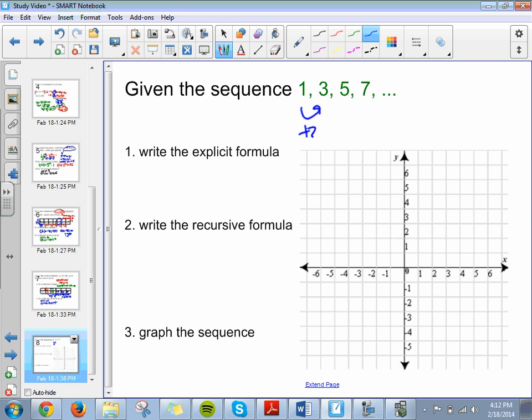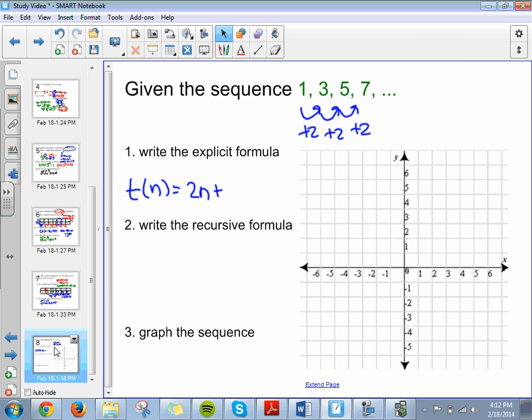All right, so we have 1, 3, 5, 7. We can see that we are going up by 2 each time, going up at a constant rate by adding 2. So with that, when it asks us to write our explicit formula, we know we're dealing with something that's arithmetic. So we know that t of n will be equal to 2n plus whatever our 0 term would be. We don't know what it is because it's not in the sequence, but we can figure it out. We take our first term, and then we work backwards by subtracting 2. So 1 minus 2 will be negative 1. So 2n plus negative 1.